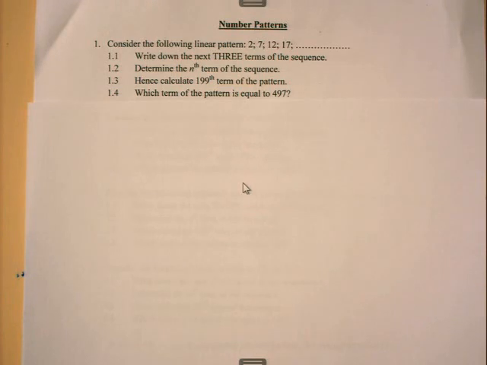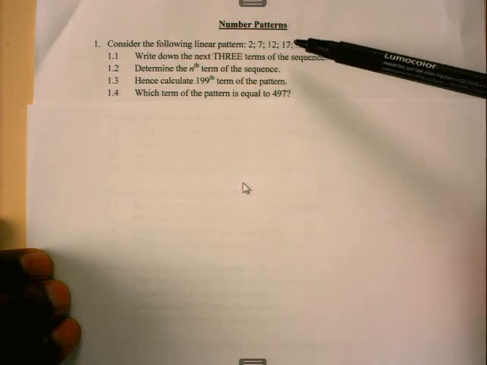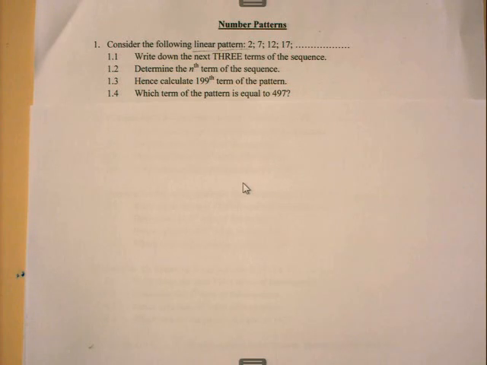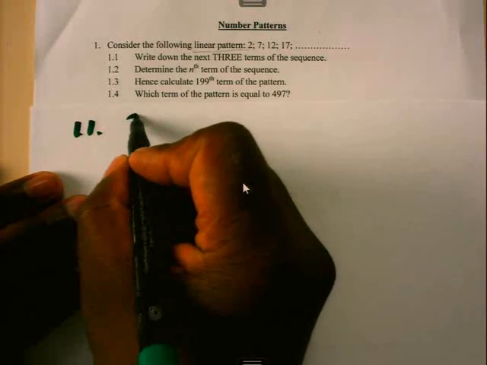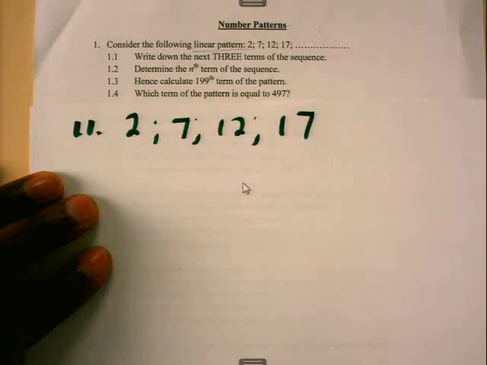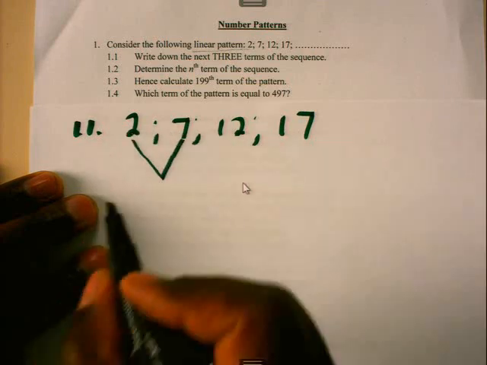Let's check the example that is projected on the screen. 7, 12, 17. It is clearly stated that this pattern is a linear one. So we know for sure that once it is a linear number pattern, the first difference must be common. Let's check. 1.1. We've got 2, 7, 12, and 17. Let's check the first difference, the difference between the first two terms. 7 minus 2 gives us 5.